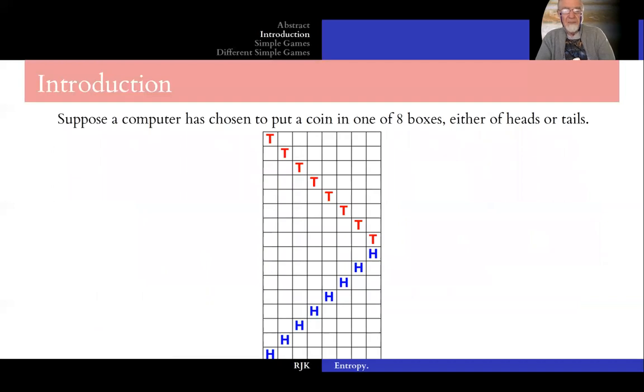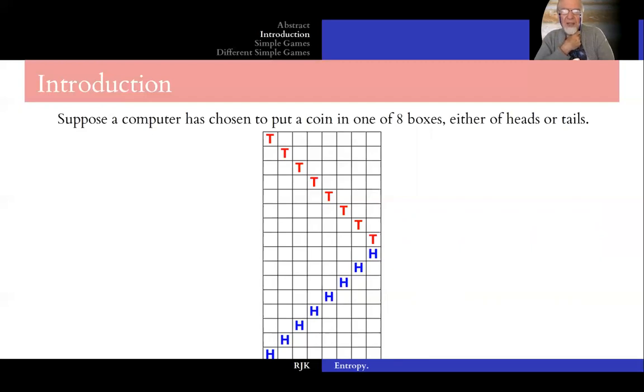So suppose a computer has chosen to put a coin in one of 8 boxes, and it can be either heads or tails. So these are the possibilities that could be in there. You could have a tails in the first one, a tails in the second, third, etc., to the 8th, or you could have any of the heads in the same thing. So the question is, you know it's in one of those, and there are 16 possibilities. How can you figure out the answer of where this is in the minimum number of questions?